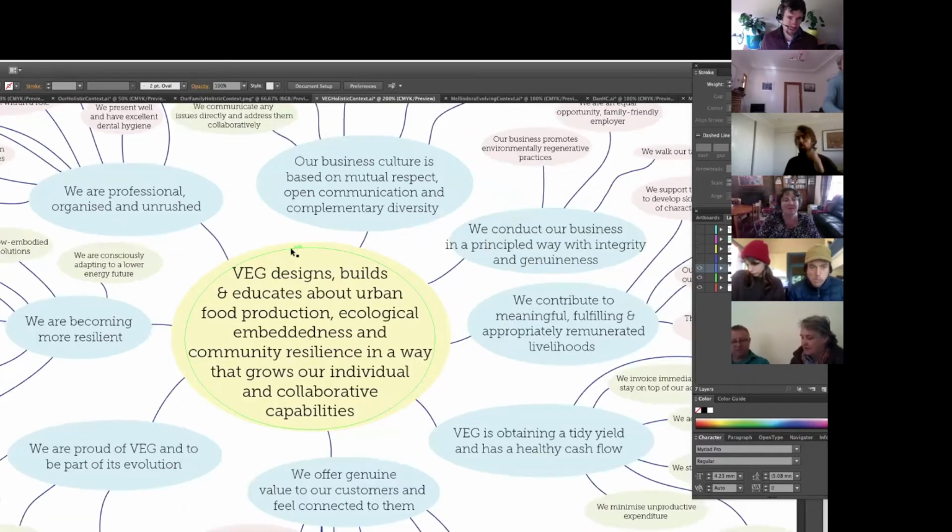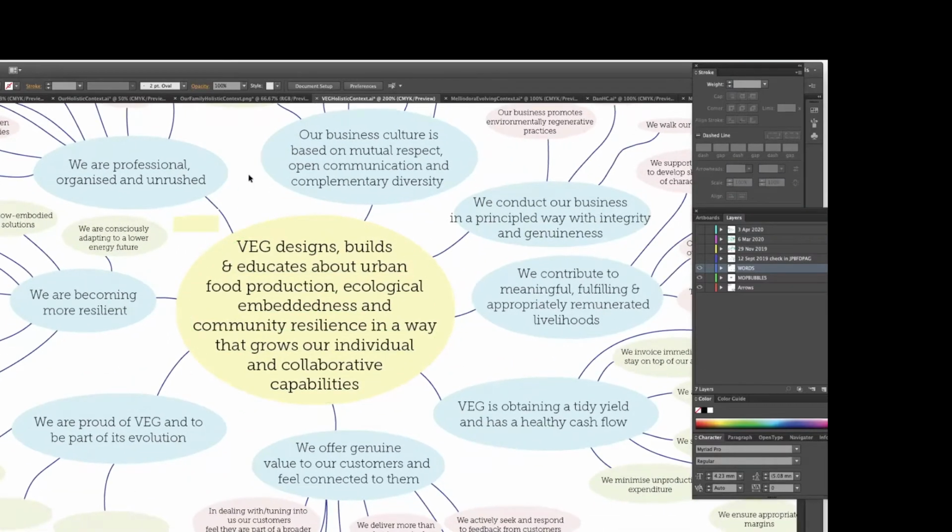So let's have a quick look at this example of a purpose. So it's just answering the question, what's VEG about? Why does it exist? VEG designs, builds, and educates about urban food production, ecological embeddedness, and community resilience in a way that grows our individual and collaborative capabilities. This isn't about marketing or promoting or really telling anyone else what VEG exists for. It's telling ourselves. I think there's 12 of us in the team now. We're expanding at the moment. In the time of coronavirus, everyone wants to get into permaculture all of a sudden.